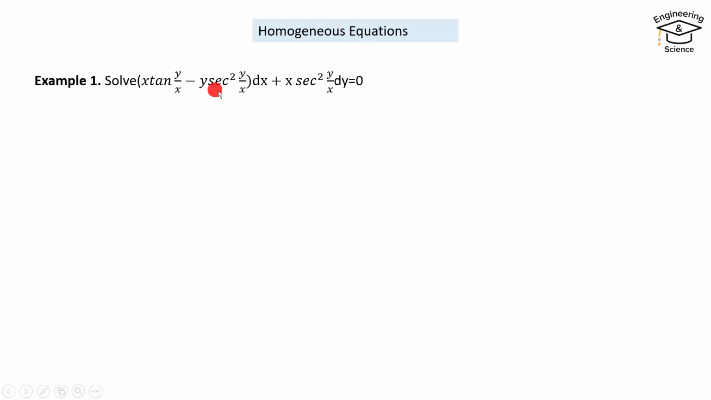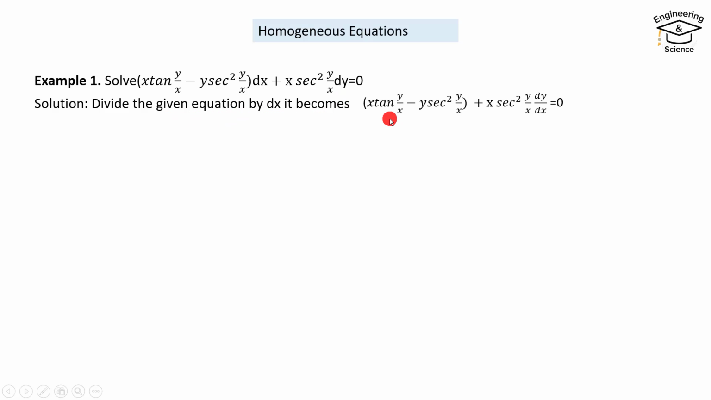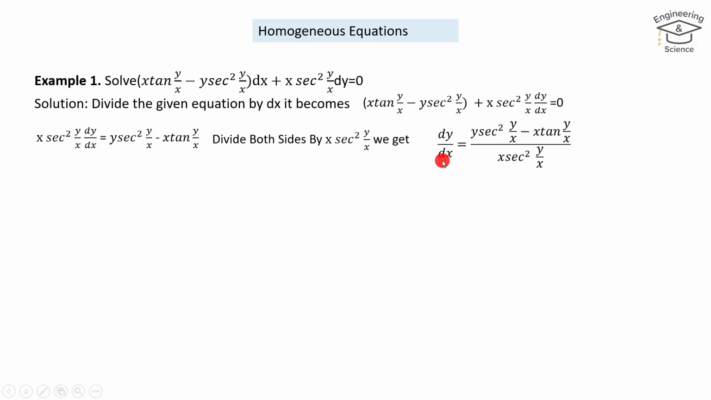Solve (x tan(y/x) − y sec²(y/x)) dx + x sec²(y/x) dy = 0. Solution. Divide the given equation by dx, it becomes x tan(y/x) − y sec²(y/x) + x sec²(y/x) dy/dx = 0. This time, I want to take this term to the right hand side. It becomes x sec²(y/x) dy/dx equals positive y sec²(y/x) minus x tan(y/x). This time I want to divide both sides by x sec²(y/x). We get dy over dx equals (y sec²(y/x) − x tan(y/x)) over x sec²(y/x).